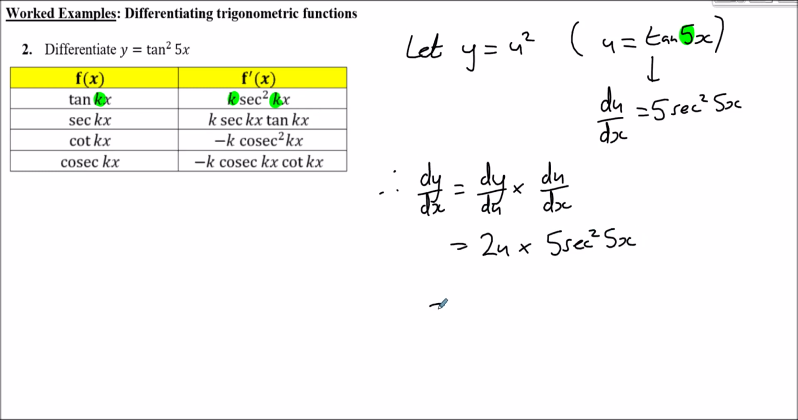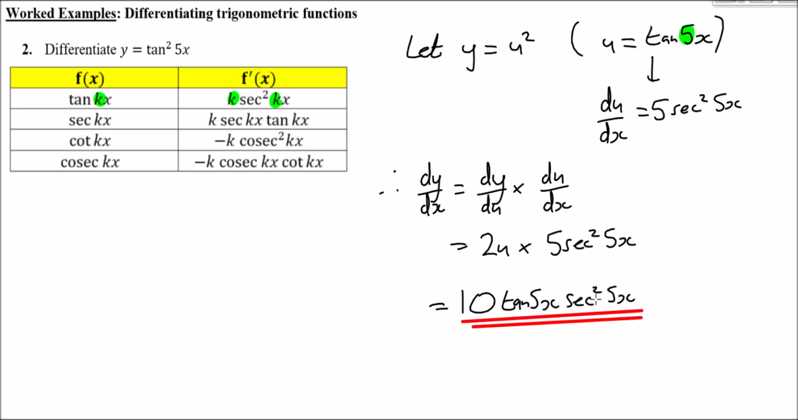So let's simplify. 2 times 5 is 10. If we plug u back in terms of the variable the question was given in, which was in terms of x, our u was tan 5x, wasn't it? So I'm going to say that's 10 tan 5x sec squared 5x. And that's the derivative. So that's all we need to do. 10 tan 5x sec squared 5x.